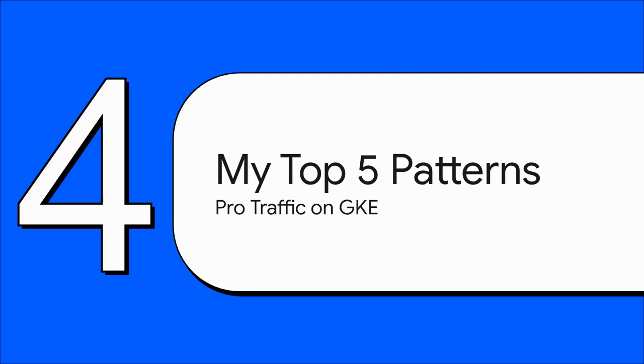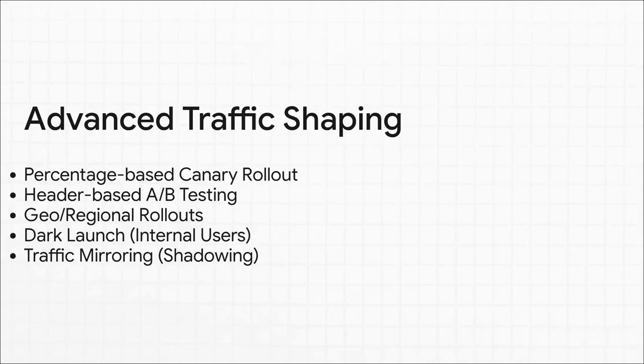So, we've covered the two big fundamental playbooks. To wrap things up, I want to leave you with my top 5 pro-level traffic patterns that you can implement with Istio, building on these core ideas. Okay, so we've covered the percentage-based canary and the header-based A/B test. You can also do geo-based rollouts, right? Release a feature to one region at a time.